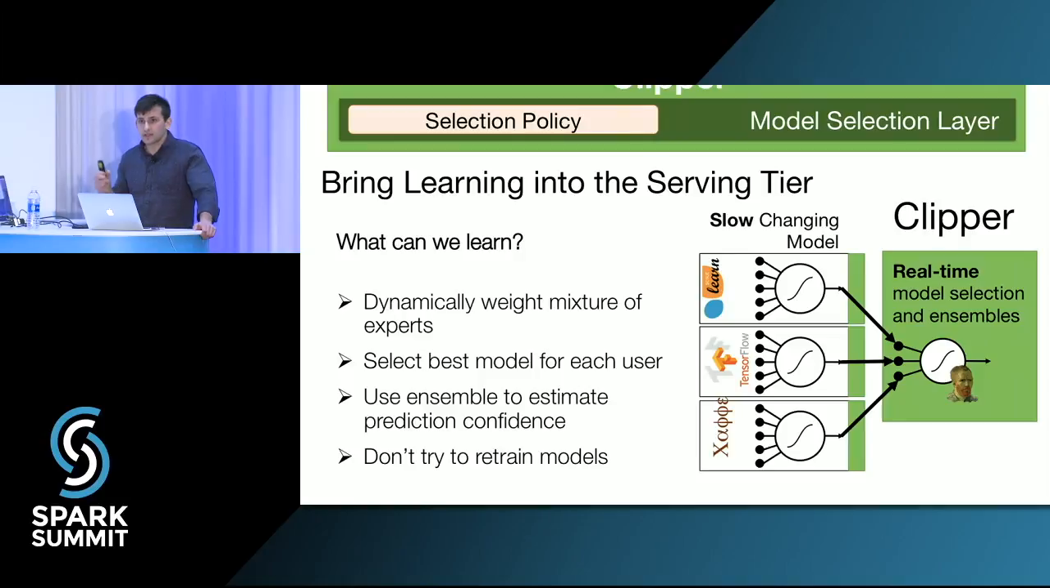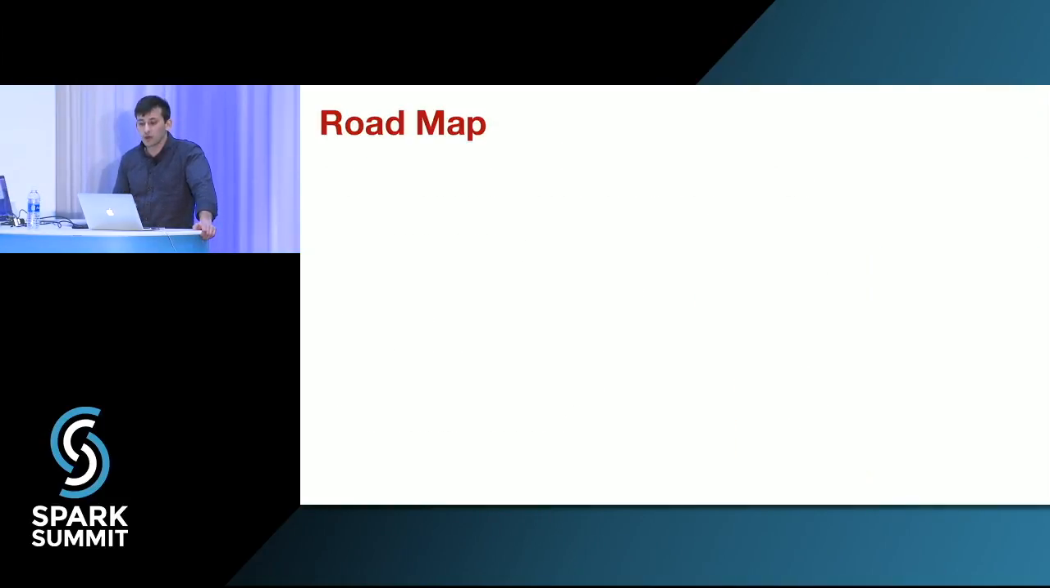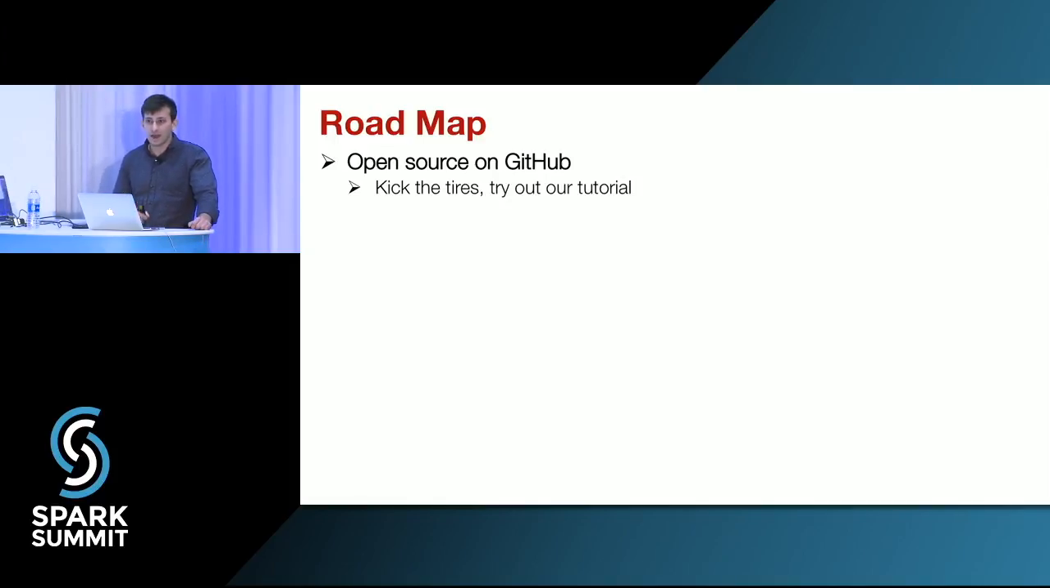So that's sort of the state of Clipper research today. But we are building an open source system, hence the fight around Rust versus C++. It's already open source on GitHub, and you can kick the tires. We have a tutorial that I got merged in about 45 minutes ago. It's kind of cool. It uses CIFAR.